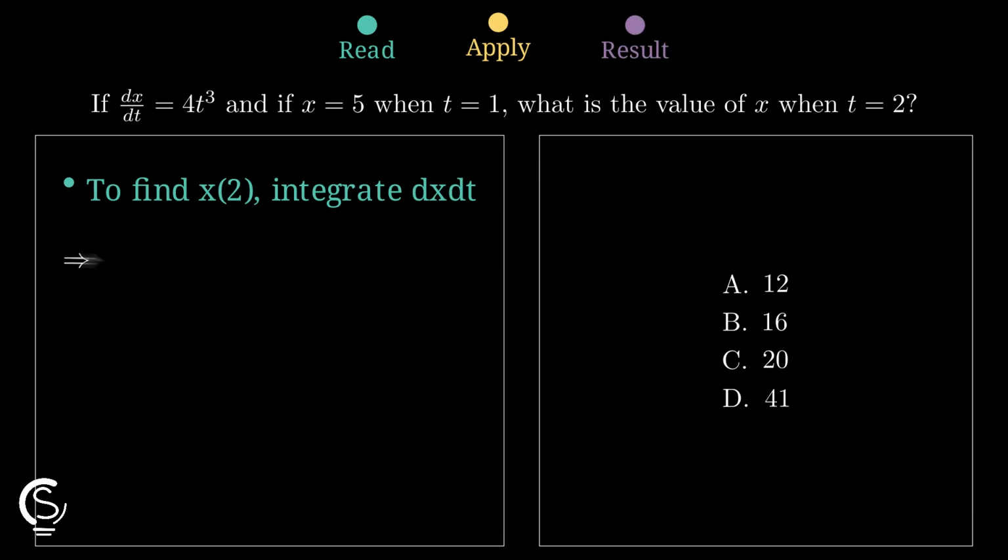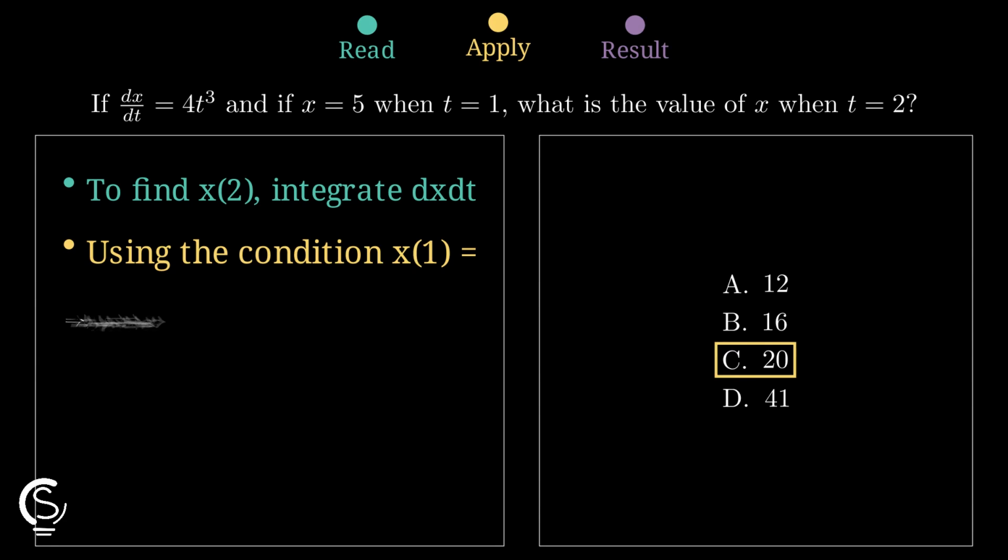That makes x of t equal t to the fourth plus 4, and plugging in t equals 2 gives 16 plus 4, or 20.